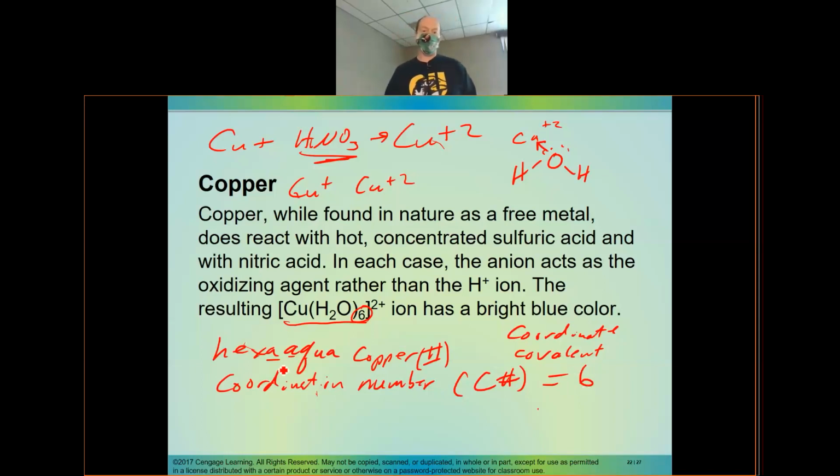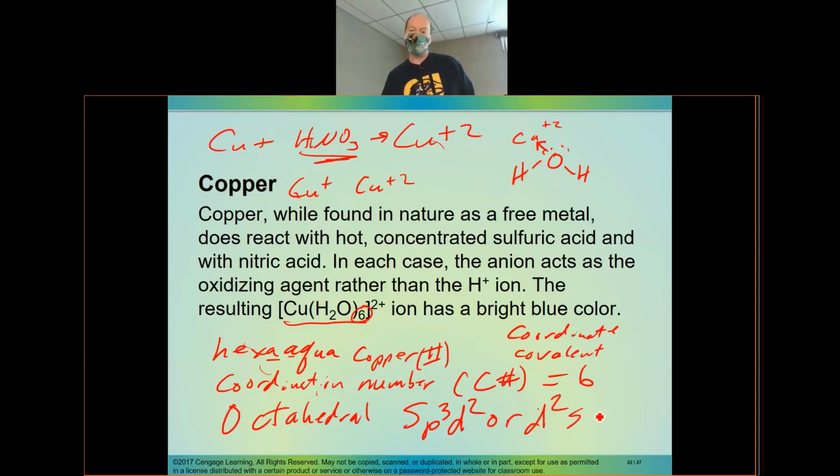Anytime your coordination number is 6, you are octahedral. And when you are octahedral, you are sp3d2 or d2sp3. You have to have 6 orbitals for the 6 coordination sites for your ligands to come in.